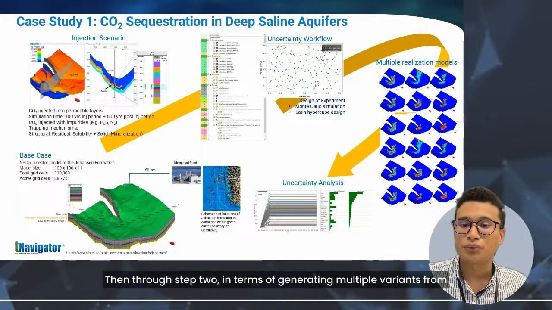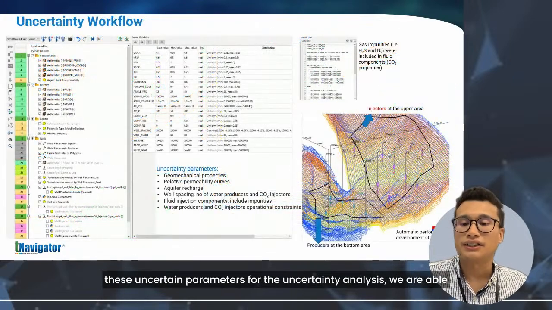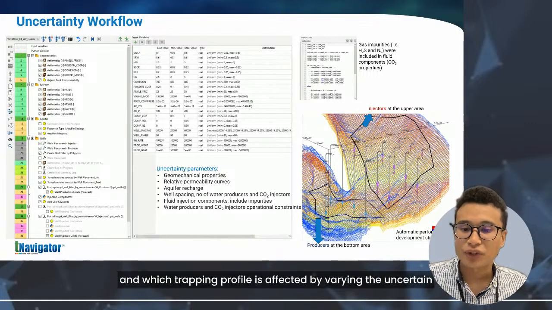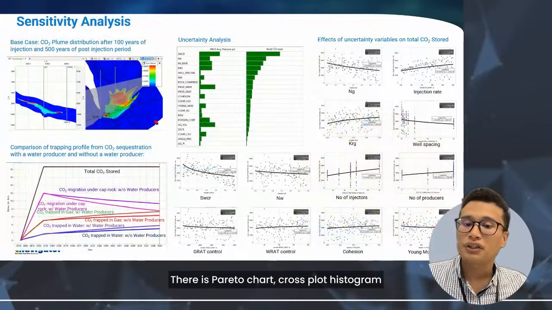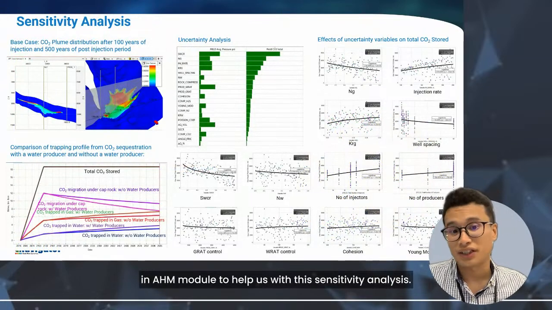Then, through step two, we generate multiple variants from these uncertain parameters. For the uncertainty analysis, we are able to observe plume distribution and compare how much CO2 is being stored and which trapping profile is affected by varying the uncertain parameters. There are Pareto chart, cross-plot, and histogram in the AHM module to help us with this sensitivity analysis.